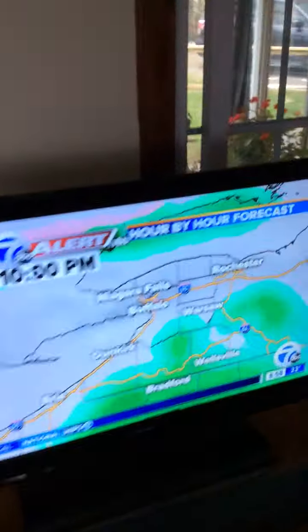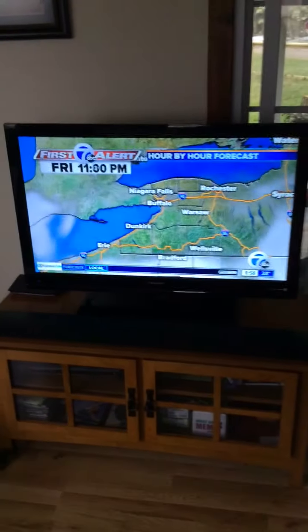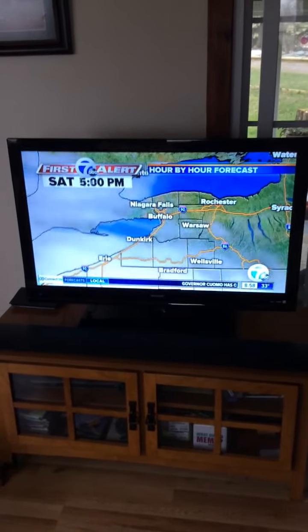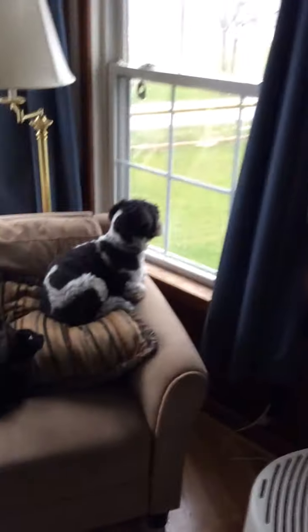Let's see what else we have here. My TV. That is a rectangle, but it's also a parallelogram because the top and the bottom are parallel and the sides are parallel. Okay?